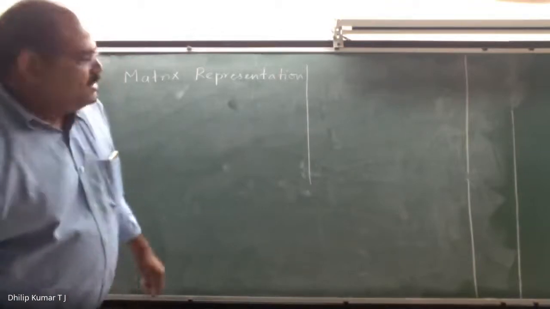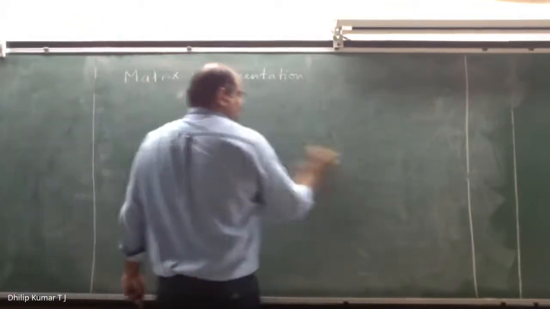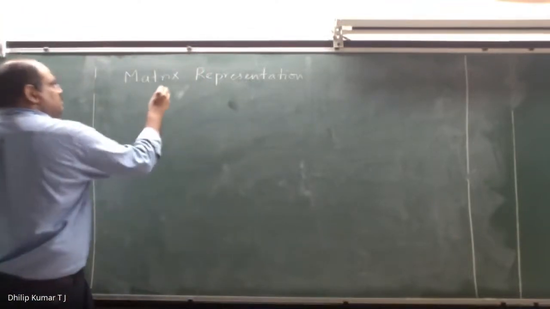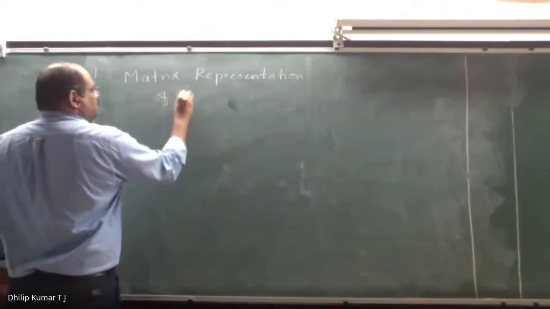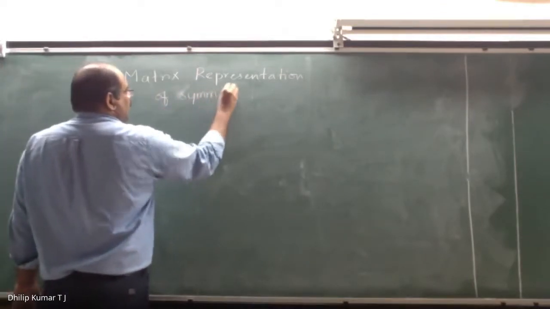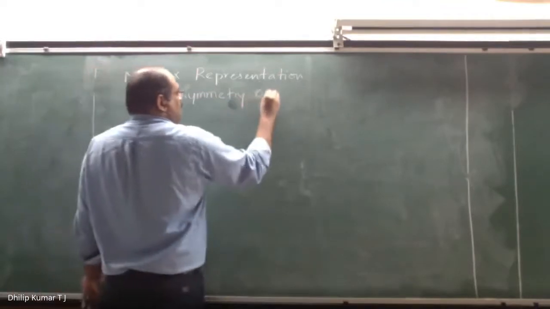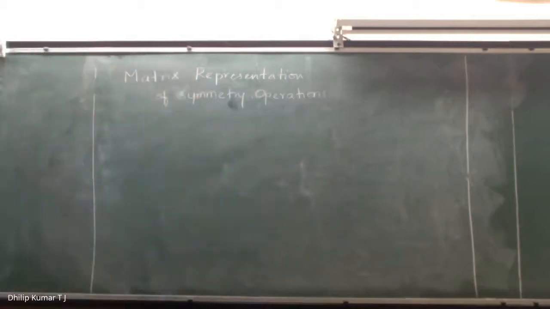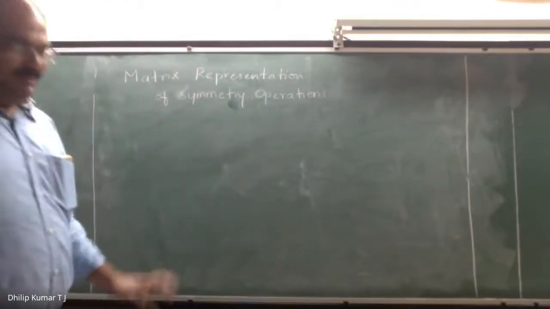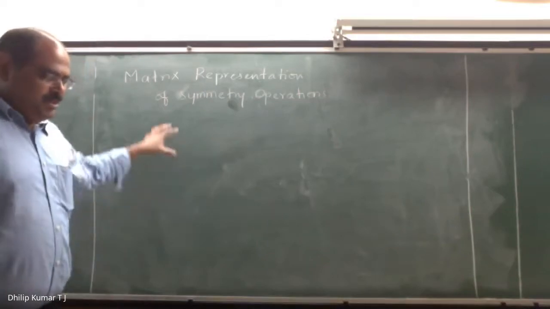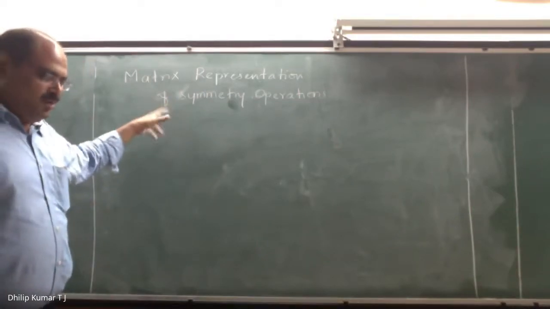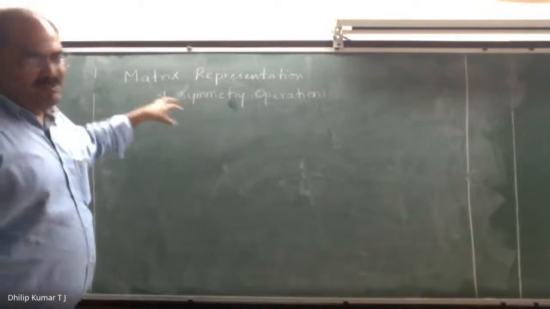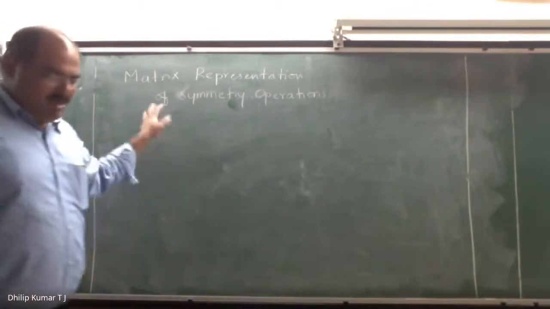See, now the matrix representation will start. So all these operations, the matrix representation of symmetry operations. Okay, there are two ways. When I build a molecule, you can place it on a Cartesian coordinate system. You can rotate the coordinate system, or you can follow the atom position. Based on that, you can build the matrix.